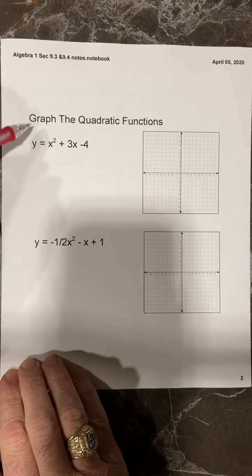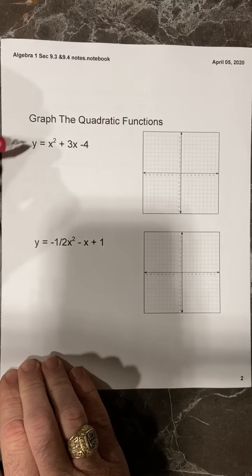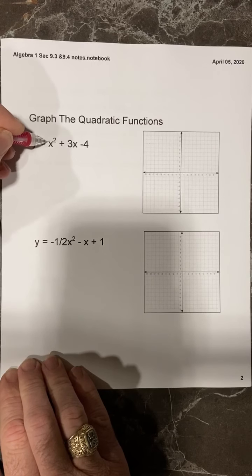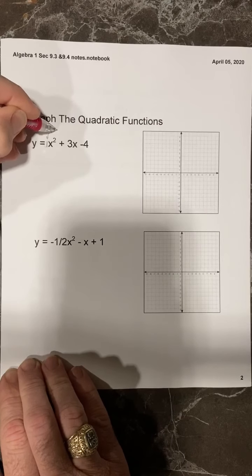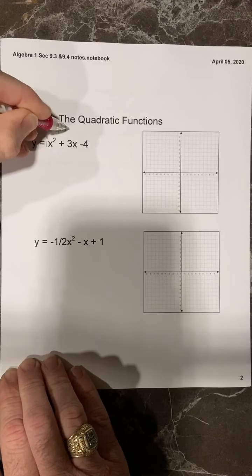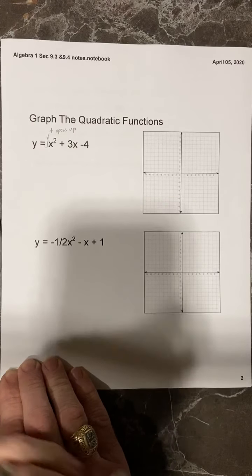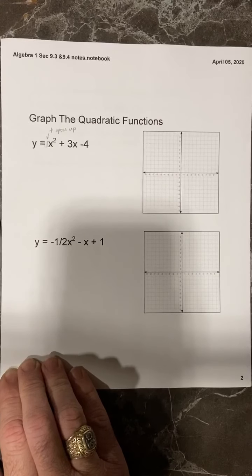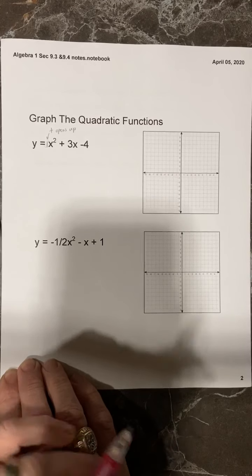So our first equation, y equals x squared plus 3x minus 4. All right, there's nothing in front of the x squared, so we're going to assume that's a 1. Right, and then there's not a negative, so that's a positive. And since that number is positive, we know that this graph is going to open up. Right, so it's going to look like a real U. The opening is going to be at the top, which we look at that just to give us an idea to make sure that we are graphing it right when we start graphing it.